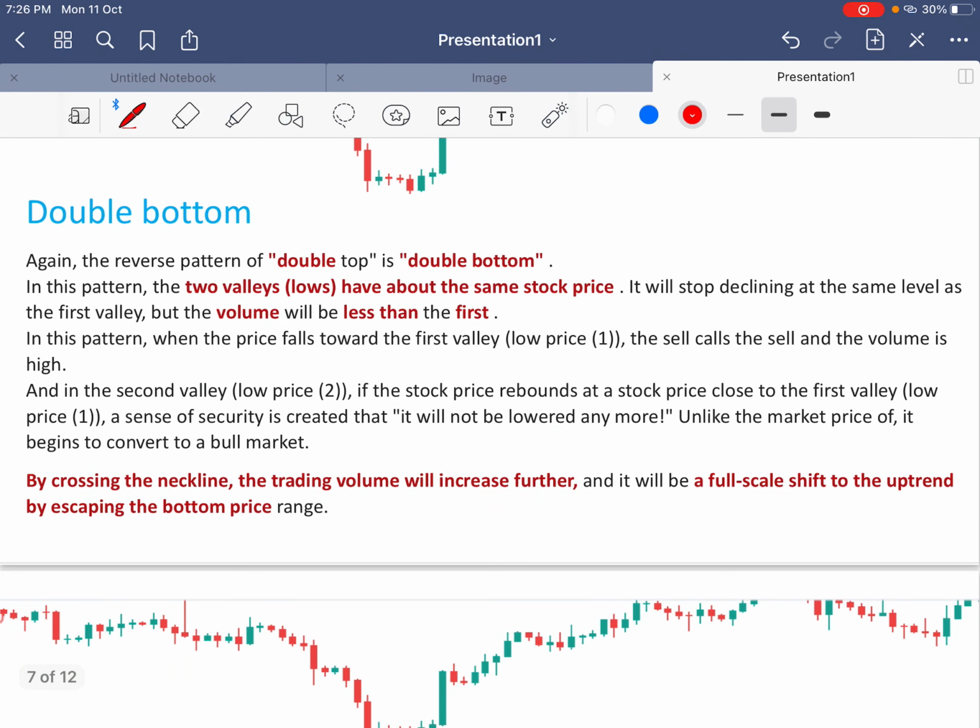So next is our double bottom. As discussed about the double top, double bottom is the reverse of double top. In double top, it is basically formed like this. So this is a double top, and you have to focus on this line. As you can see, this is a double bottom. It is a double bottom pattern.